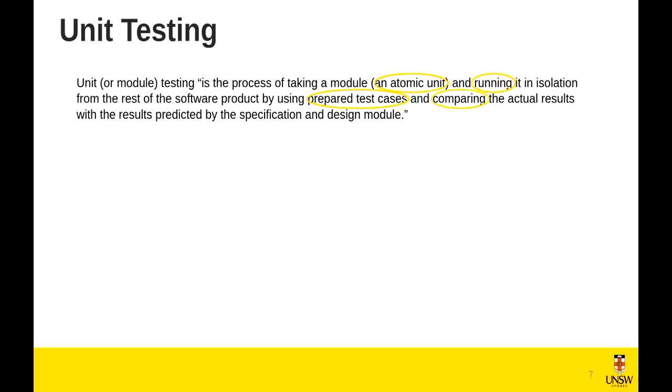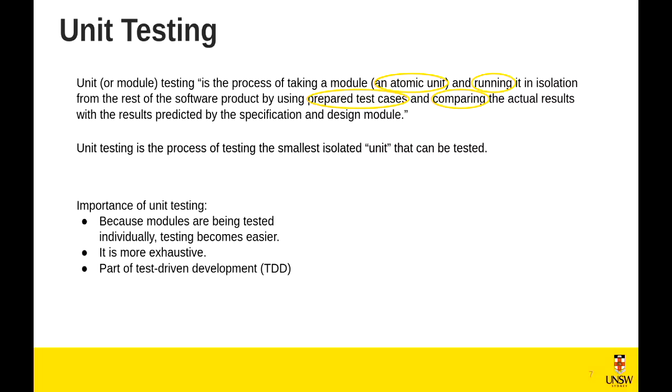And another important thing to notice is that we need to compare the execution result with some expected results to report errors or bugs. So if you have done some unit testing before, you may notice that you always need to write some kind of assertions at the end of the test case. So this one is also very important for unit testing. And in short, unit testing is the process of testing the smallest isolated unit that could be tested. So this is a less formal definition.